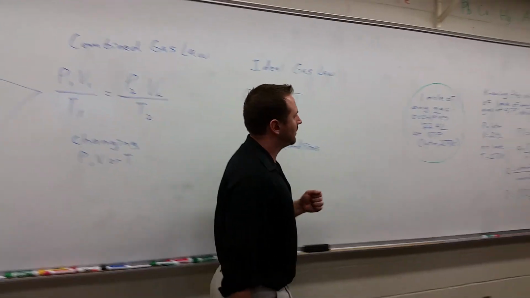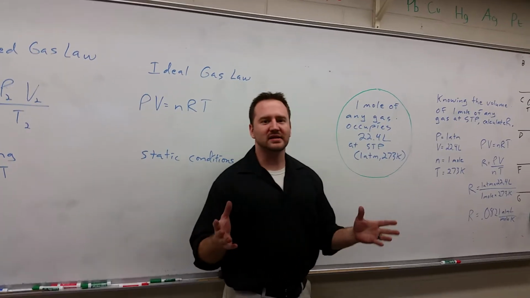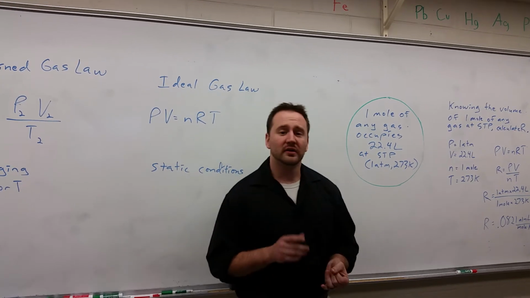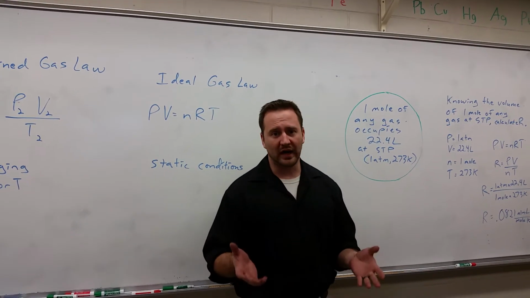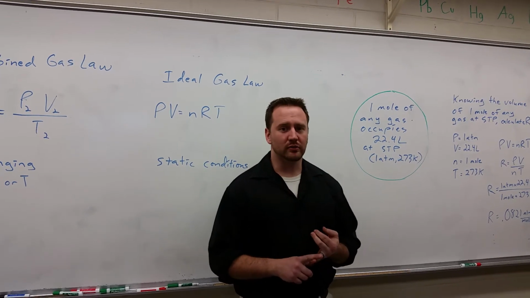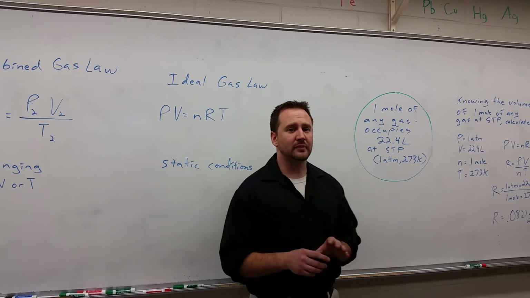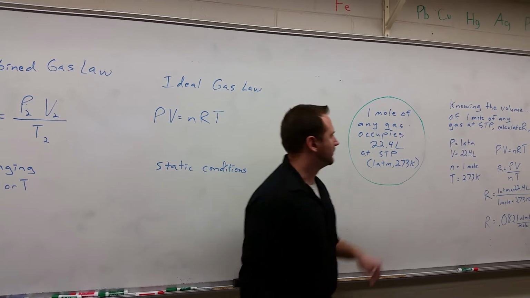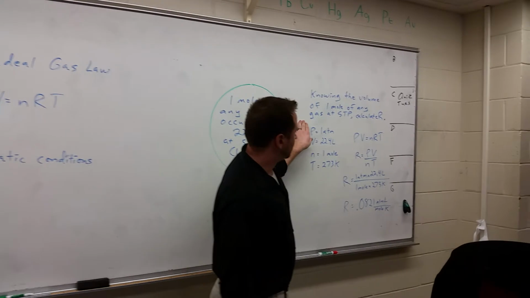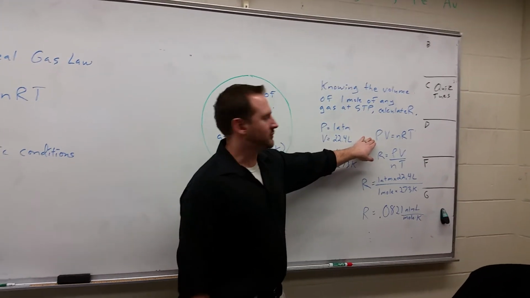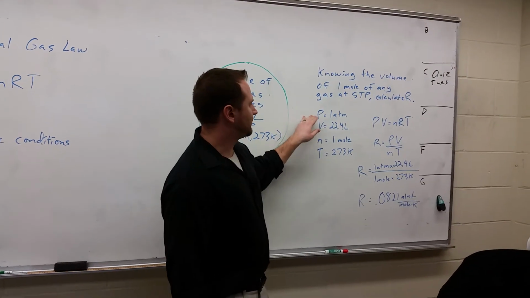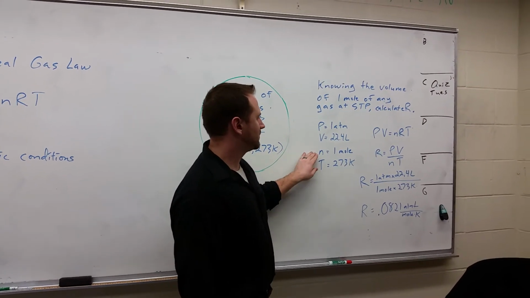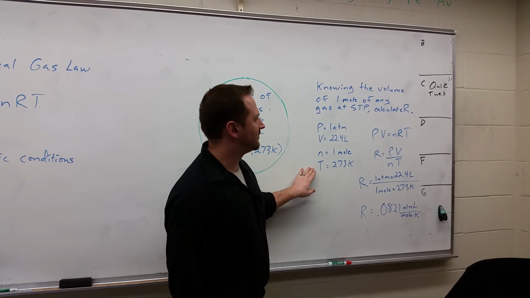What we're going to do is take our knowledge that 1 mole of any gas at STP occupies 22.4 liters. So STP stands for standard temperature and pressure, which is 1 atmosphere and 273 Kelvin. Now the pressure can be described in a bunch of different ways, and we'll get to that in a minute, but we're going to use atmospheres for right now. So we write out our equation, PV = nRT, and we write down the variables we have. Pressure of 1 atmosphere, volume of 22.4 liters, 1 mole of gas at 273 Kelvin.